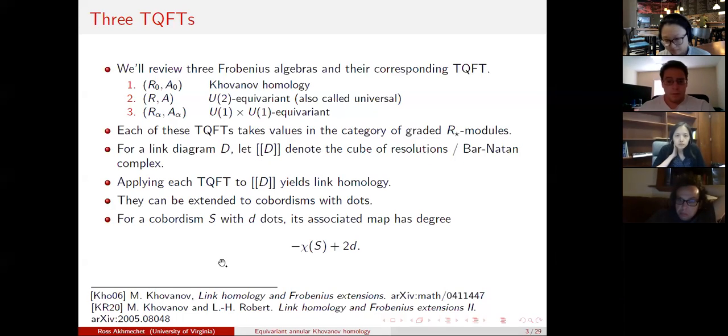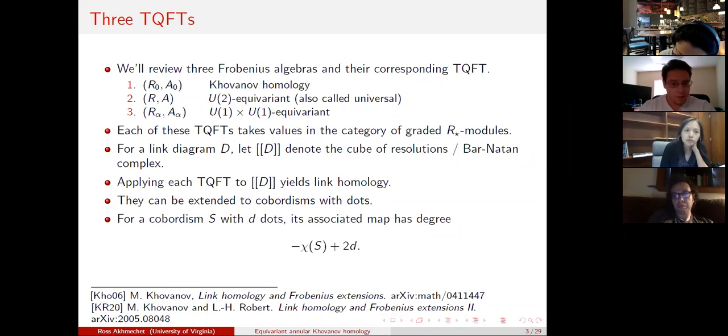And like I said, all of these are graded. So if you have a cobordism S and you have D dots, then all of these are going to associate a map of this degree to it. Again, I'll come back to this later. Here I'm using this grading convention, so a dot is going to have degree 2. I'm going to be using my cursor a lot.